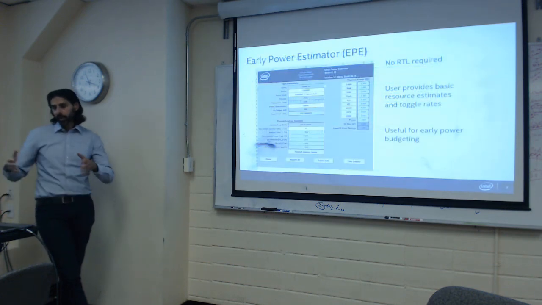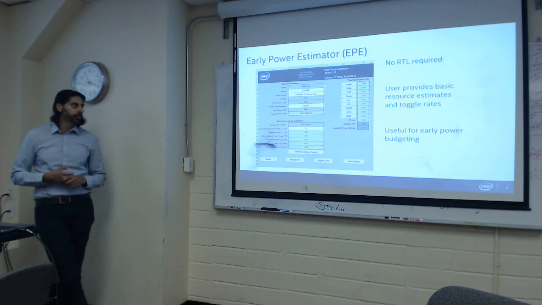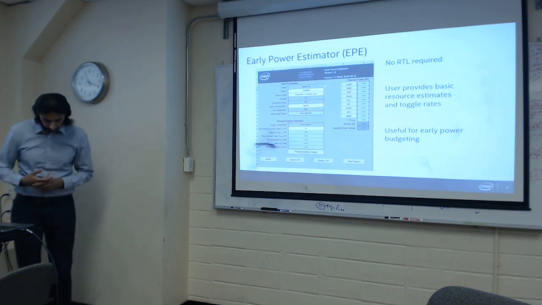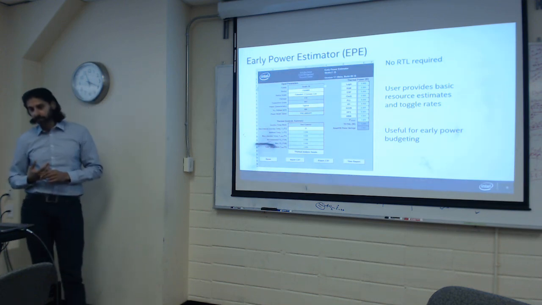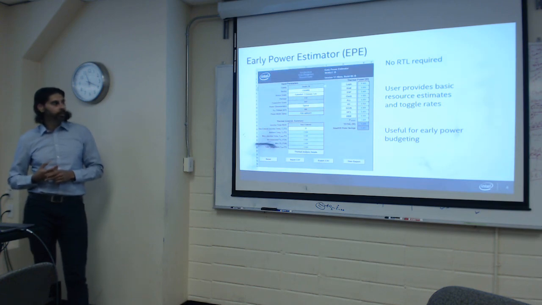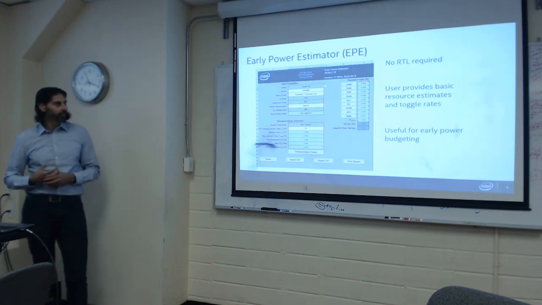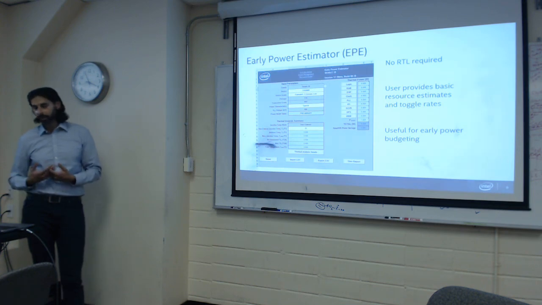So that's the Cordis integrated tool. The early power estimator, or EPE for short, is a standalone tool outside of Cordis. You can download it from our website. And to use this tool, you don't have to have RTL. So designers that are just starting off and starting to architect their overall system often use this tool to figure out quick and dirty ways of doing power estimations for their end FPGA application. And so, to get a power estimate, you still need to provide some resource estimates and toggle rates. So you provide that information, the tool will estimate the power for you.